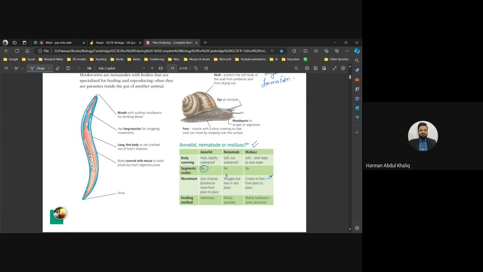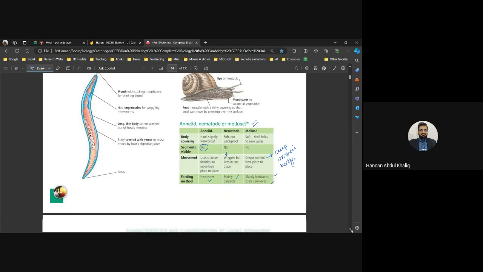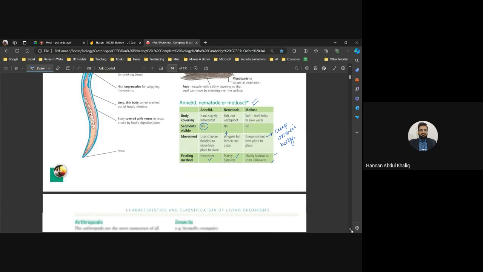And they can creep on a foot. The interesting part is that they almost creep on their belly, so their movement is also like creeping. For feeding method, they are mainly parasites, mainly herbivores and some carnivores. So you have some features that differ from each other.